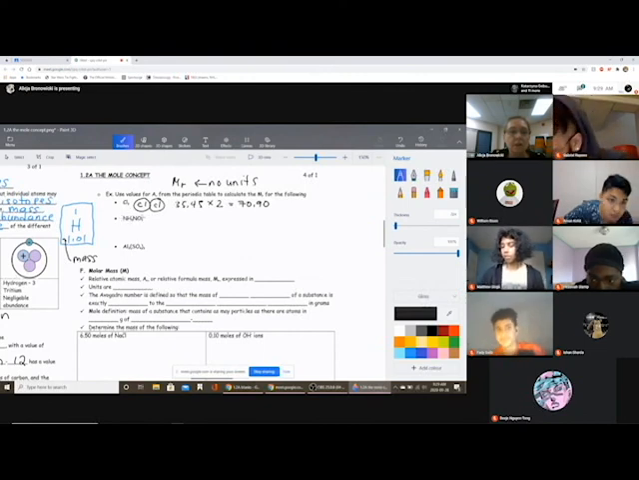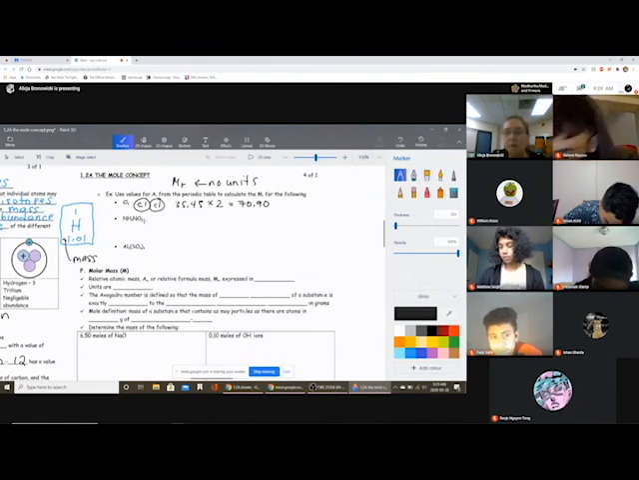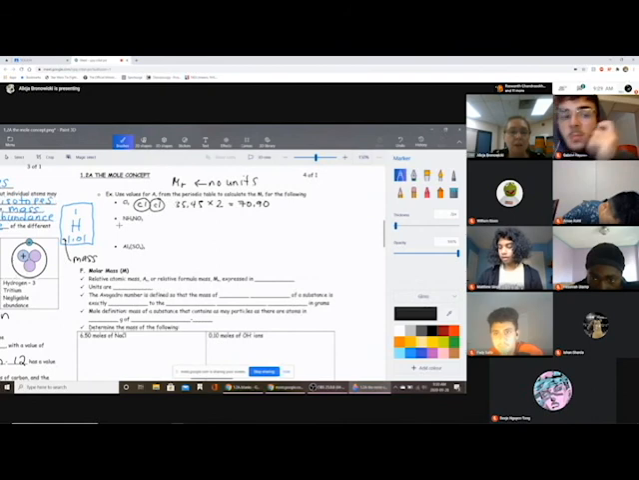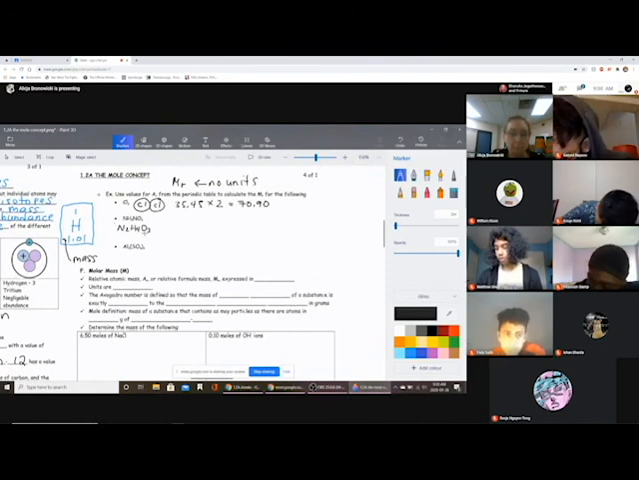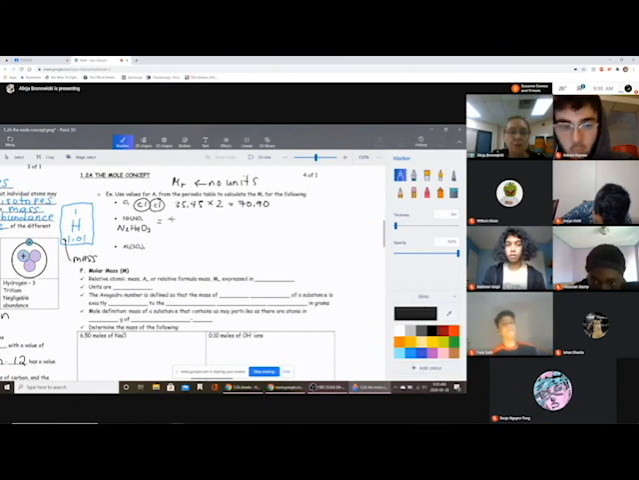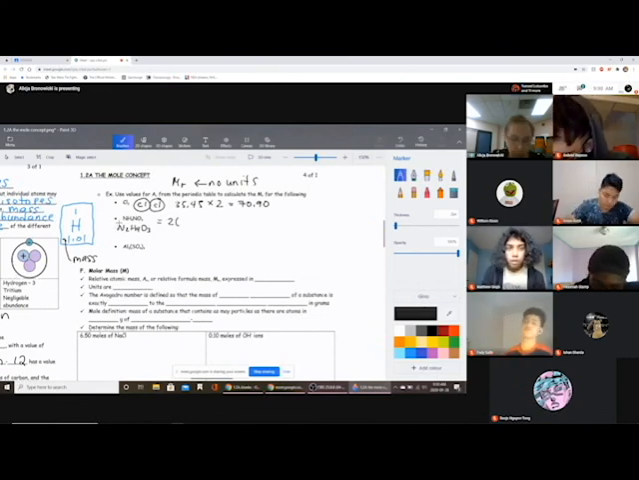Okay, for this one, we're going to calculate NH4NO3. It's easier if we rewrite it as N2H4O3. So I'm going to calculate the relative mass for this. For nitrogen, I have 2 and then times, well, what's the mass of nitrogen in the periodic table?